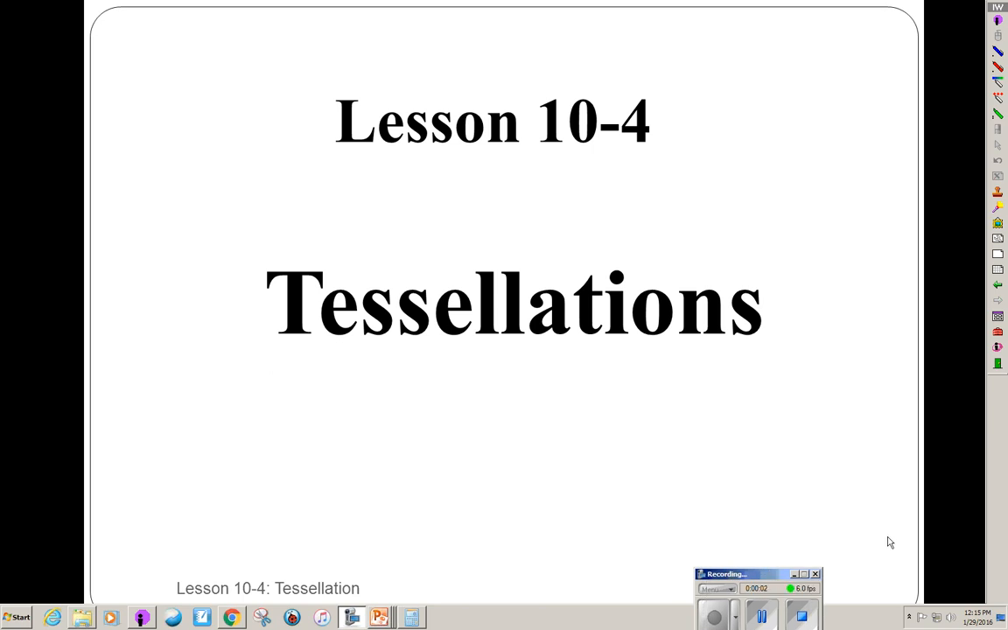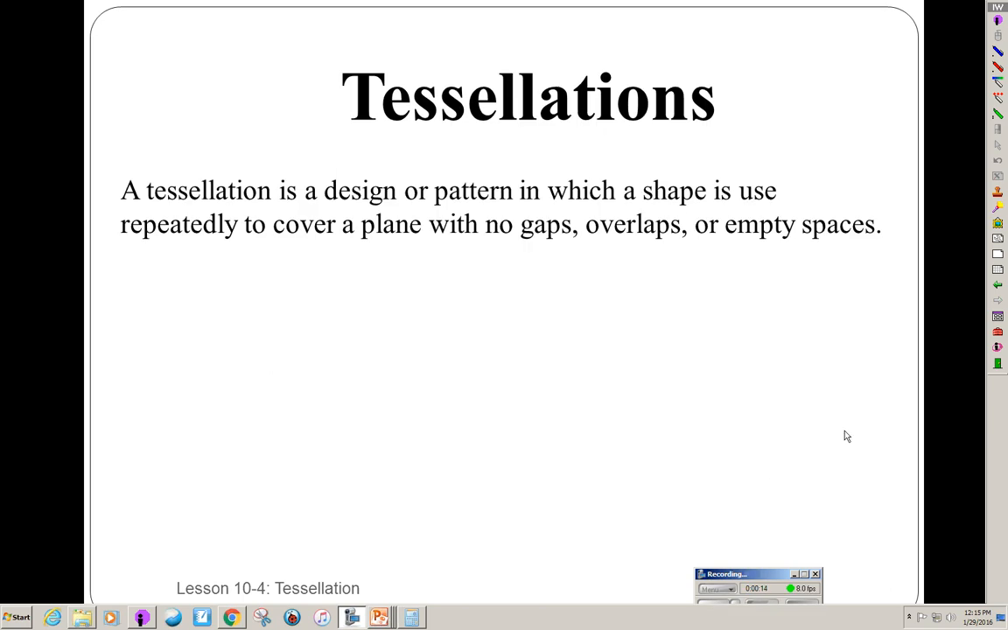This lesson is tessellations, and it ties in with SOL G.10. Identify tessellations in art, construction, and nature. A tessellation is best described as like tiling a floor.